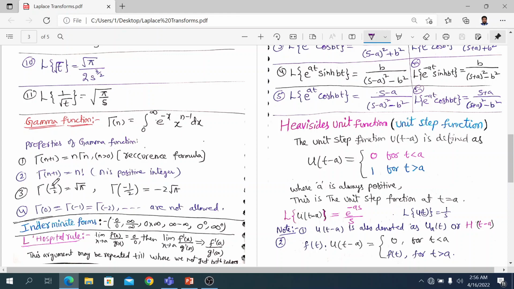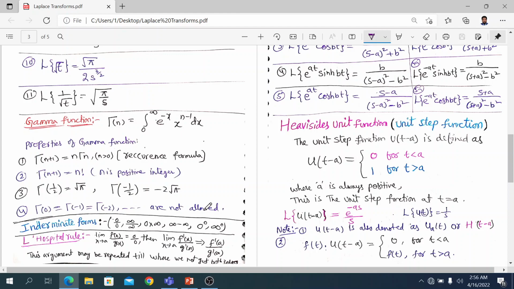Gamma 1 by 2 is equal to root pi, and gamma minus 1 by 2 is equal to minus 2 root pi, and gamma 0 or gamma minus 1 or gamma minus 2 are not allowed.